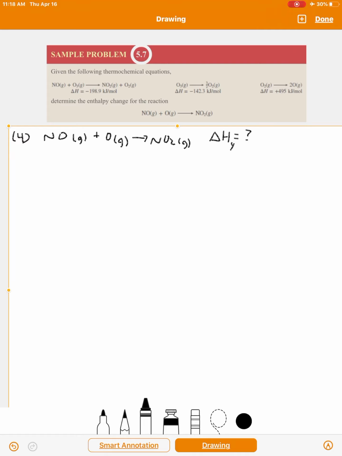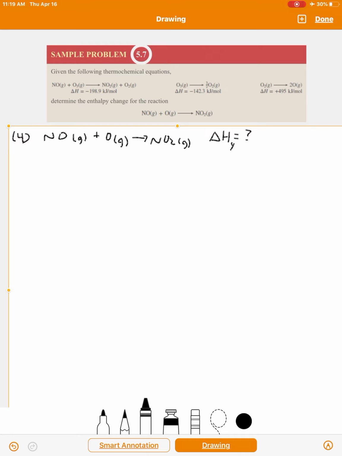So here's what I'm going to do. I'm going to look at the first reactant in that equation. The first reactant is NO gas. And I'm going to look to see if any of the three equations have NO gas. I'm looking at the chemical formula and the state of matter. Both have to be the same. If you look at those three equations, the first equation has NO gas. So I found one. Equation 2, does it have NO gas? No. Equation 3, does it have NO gas? No. Only the first one does.